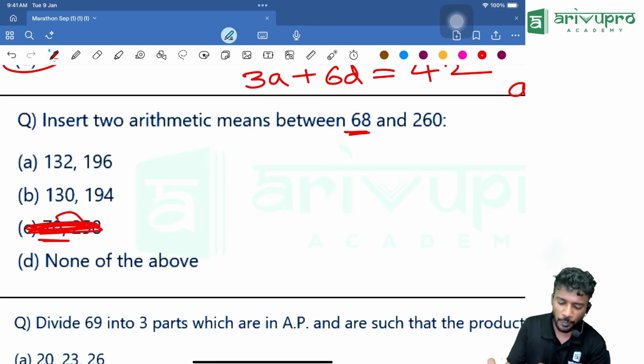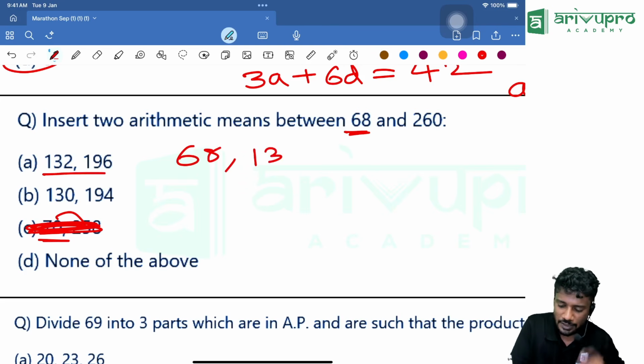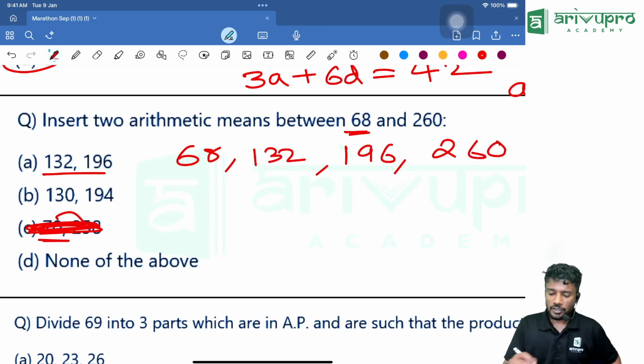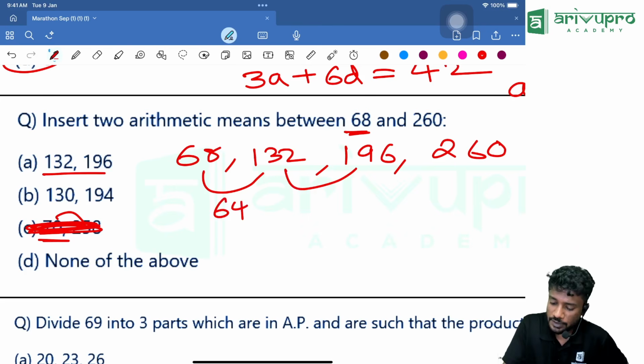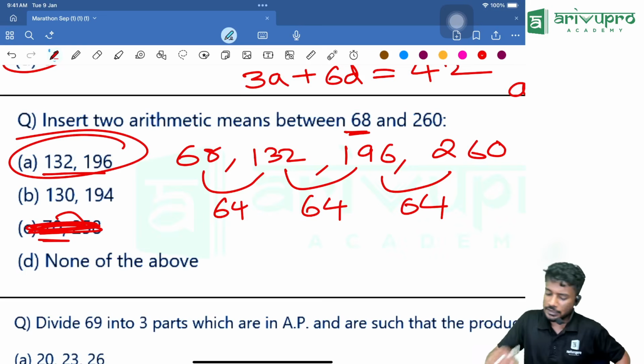Now, what is the next possibility? We will try option A. 68, then 132, then 196, then 260. Check the common difference. Common difference is how much? 64. This is how much? 64. This is how much? 64. That means option A is your answer. Next one.